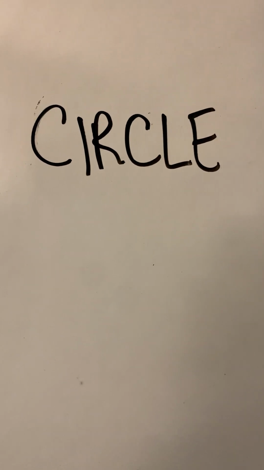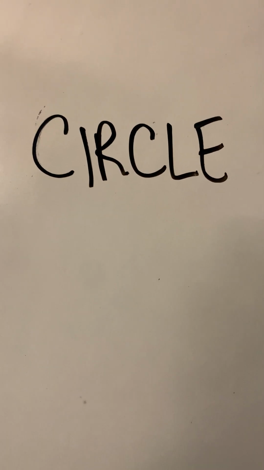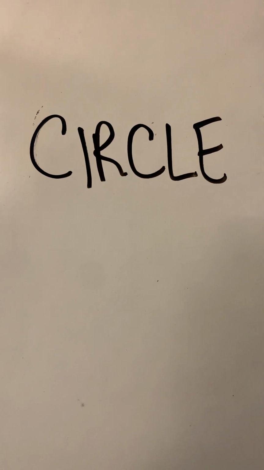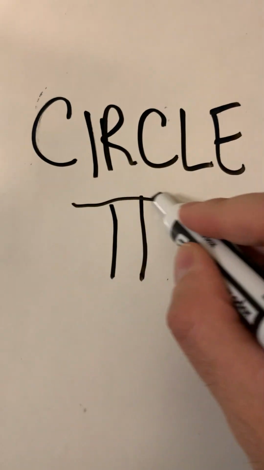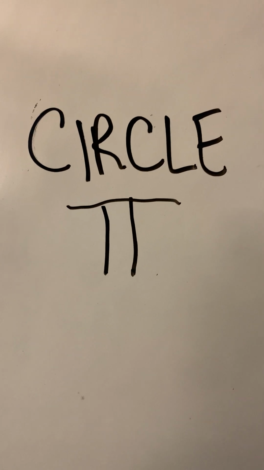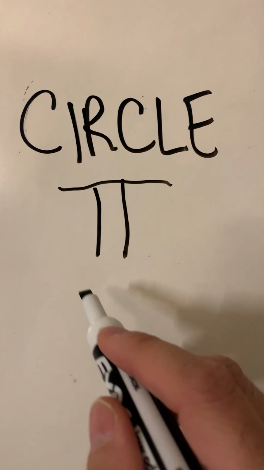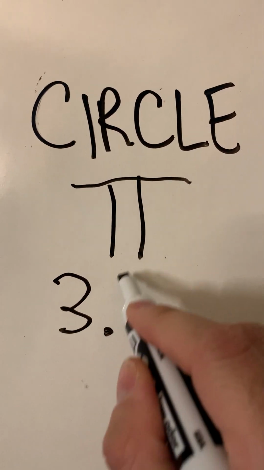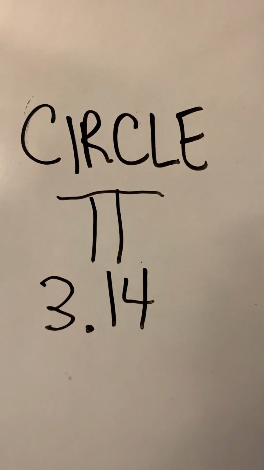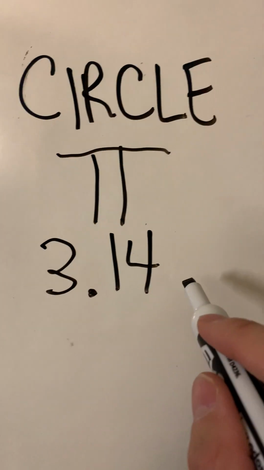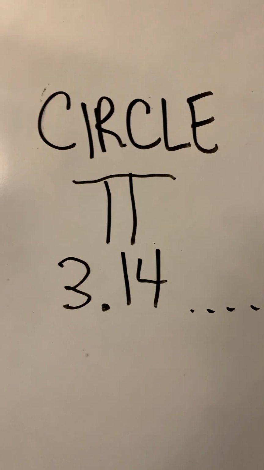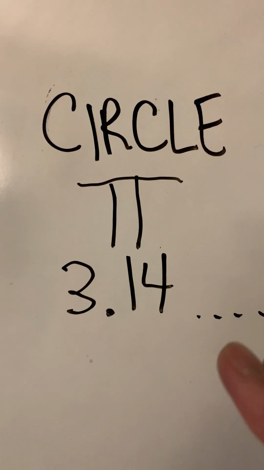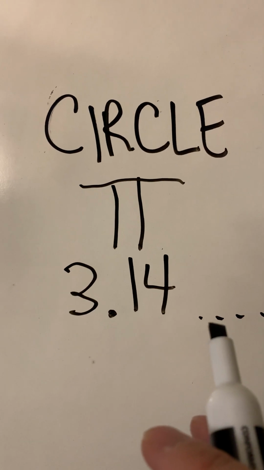Let's talk about circles. Circles are an amazing shape. Sometimes it may get confusing because circles introduce this term called pi. The value of pi in simple terms is 3.14, and you can keep going on, but I'm just going to leave it right now at 3.14. And so now let's take this and talk about the area of a circle.